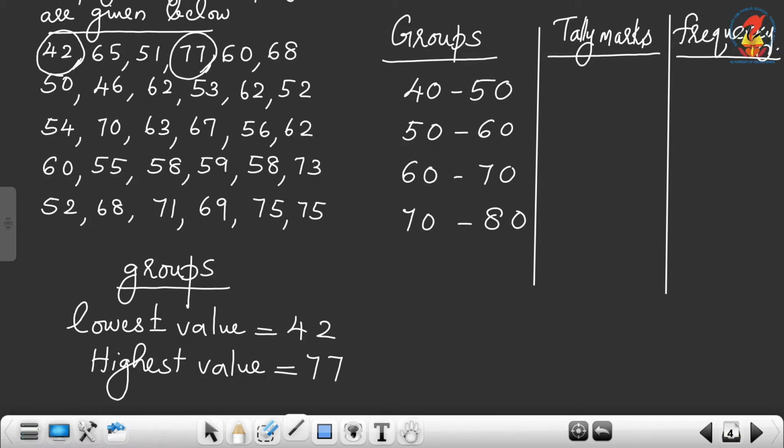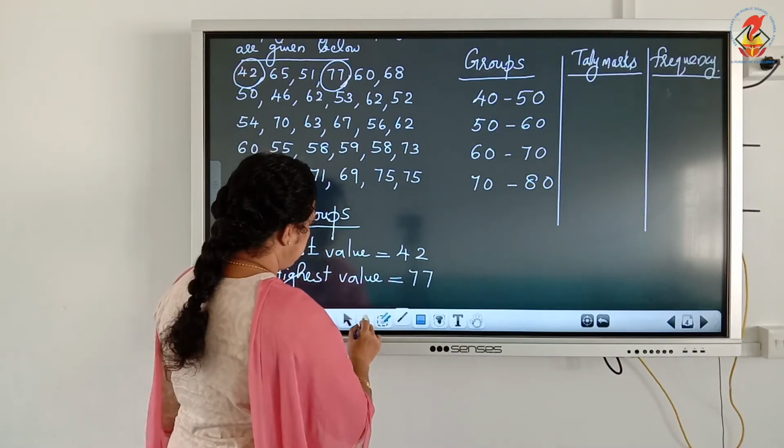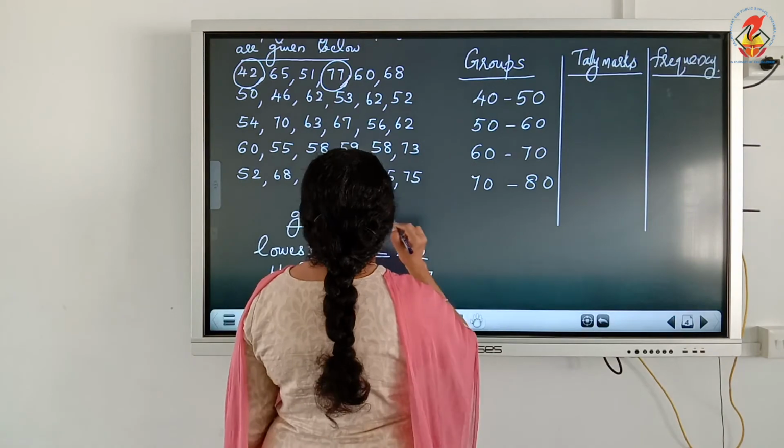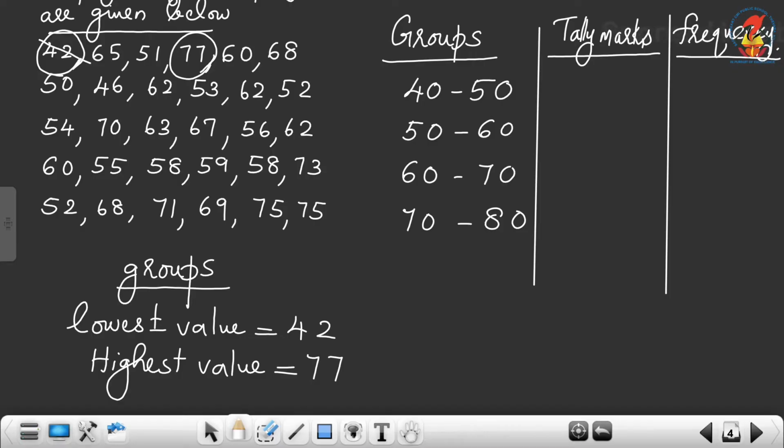Now we have to enter the data. The first one is 42. Where will this 42 come? In the group 40 to 50. Then 65. 65 will come in the group 60 to 70. Then 51. 51 will come in the group 50 to 60. Then 77. 77 will be in the 70 to 80 group.